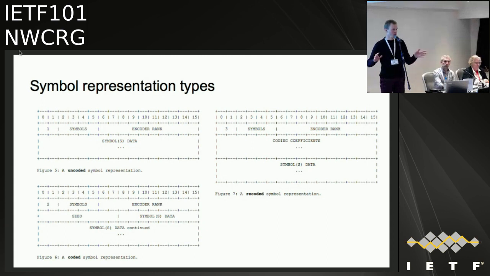And the reason why we think that we need all of these 3 is we need to mix and match them in a system, right? That could be that most of the traffic is uncoded, and then there's a little bit that is coded or recoded or something else. So if we don't permit that they are interoperable, then we will not be most efficient.